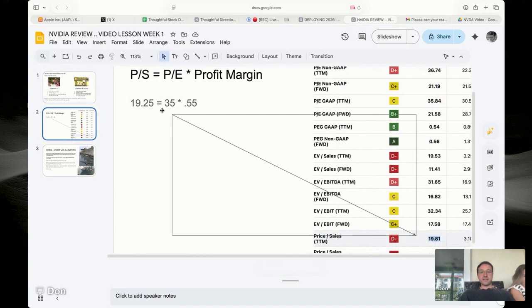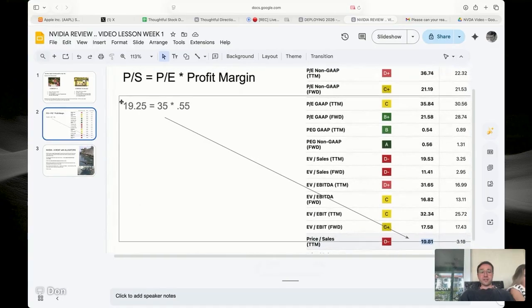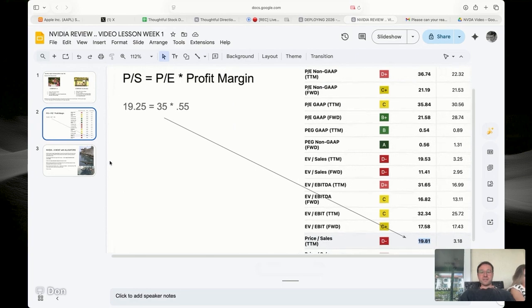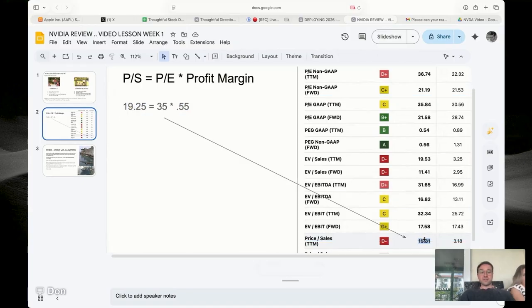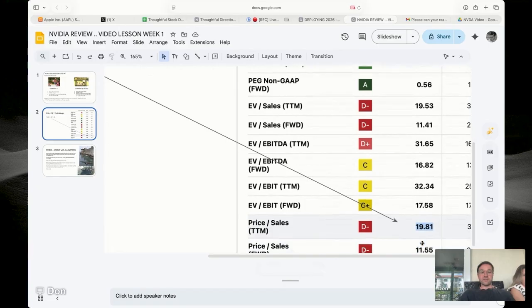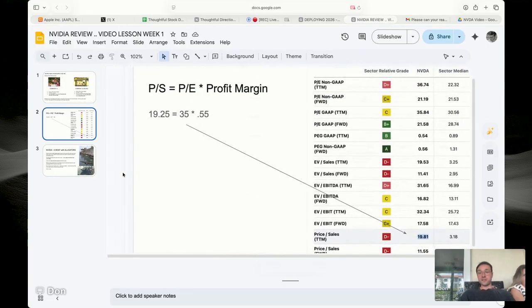You can see here on the Nvidia valuation sheet that their price to sales is 19. And so the simple formula you can use is PE ratio times profit margin. So in this scenario, they have a 35x PE and a 55% profit margin, which leads to a 19.25 price to sales, which you can see is almost the exact number that they have listed on their accounting.